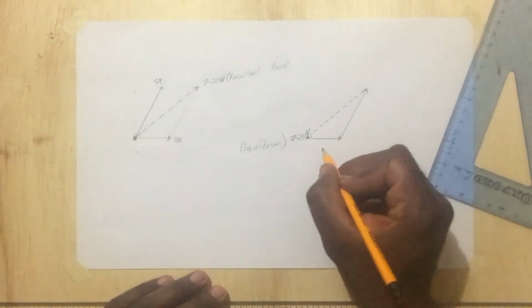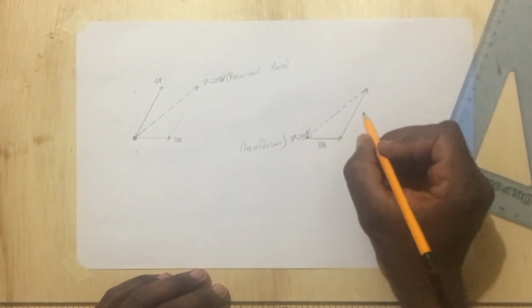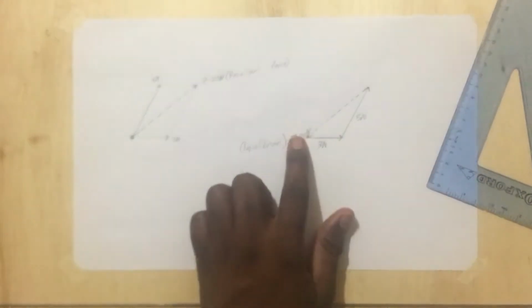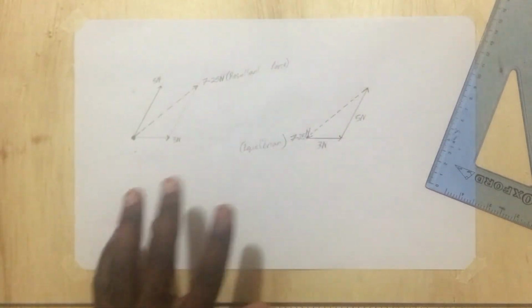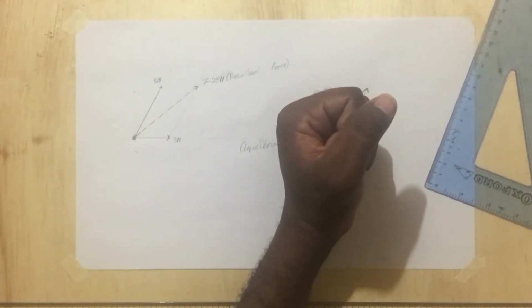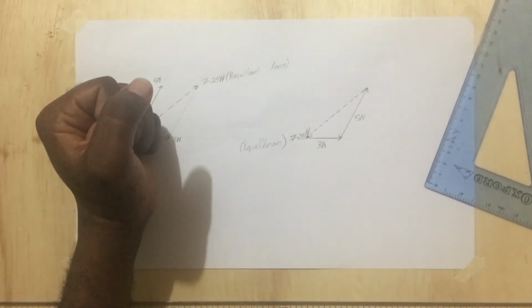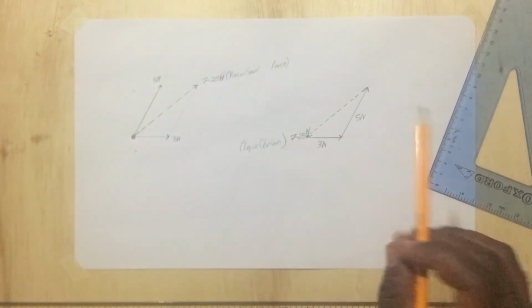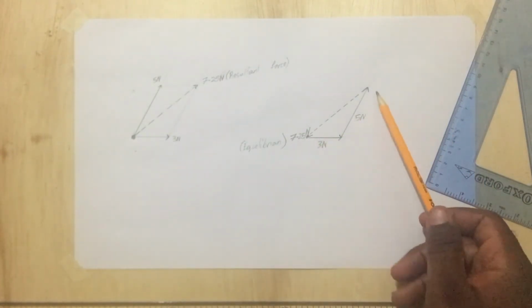Right? So you have 3 newtons here. You have 5 newtons here. And you have my answer here, which is 7.25 newtons. So this is a triangle. This is a parallelogram of forces. This is the triangle of forces. Now, the triangle of forces is used to find the equilibriant.